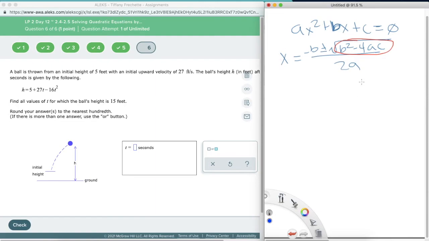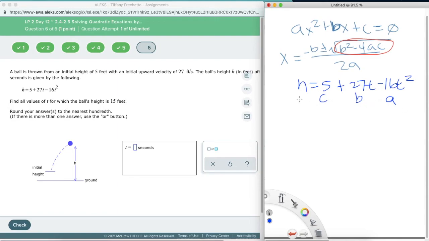So if I have h equals 5 plus 27t minus 16t squared, keep in mind it goes ax squared. So this is the a. And then bx, so this is my b, and this is my c. So it's backwards. I have to make sure I keep that in mind.